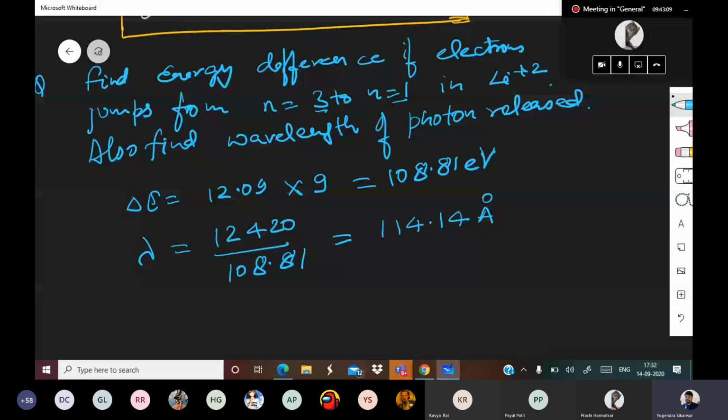This is the answer. How many of you got it correctly? All those who have got 12.09, you are finding it for hydrogen. Aman, Kaksha, Abhita. Got it? The question is asked for Li+2.